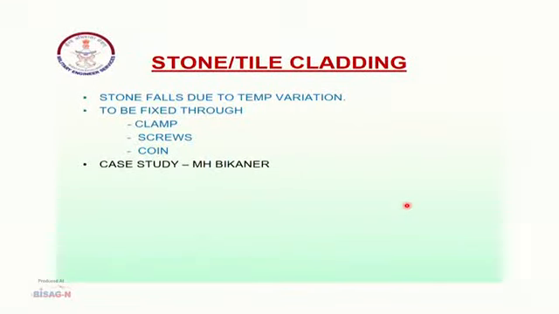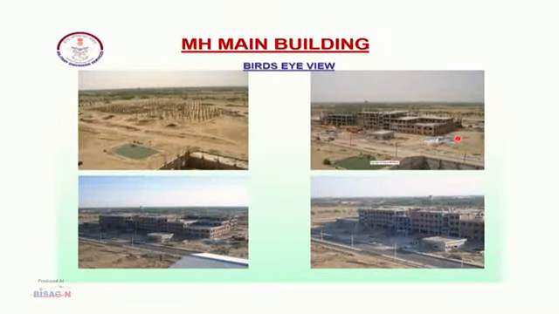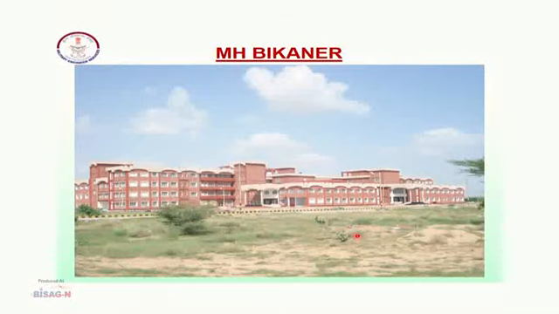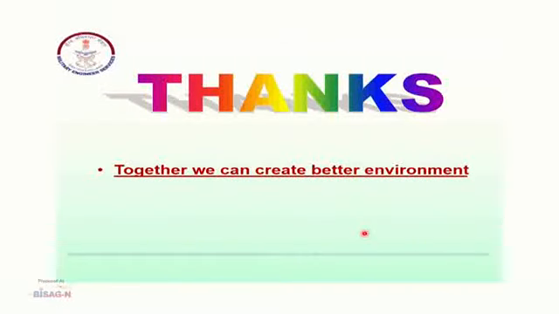Common mistakes in external finishes: external grit finish, stone cladding. Stone cladding, I have faced the problem when I was GE at Bikaner, and I am showing the case study of MH Bikaner. I was supposed to provide this Dholpur stone on the entire outside surface of a 4-story building. So, I said to our higher offices that I need to provide clamps or screws in it, but it was not accepted unless I could show the effect of providing these stones, and stones were falling because of weather change. This is the same MH Bikaner building where I was GE.